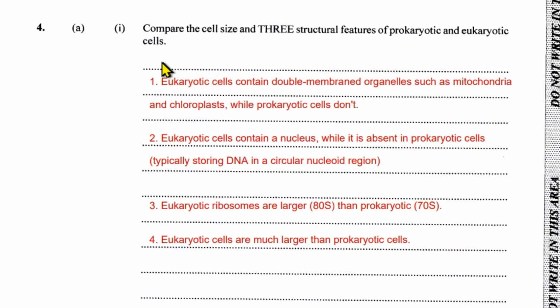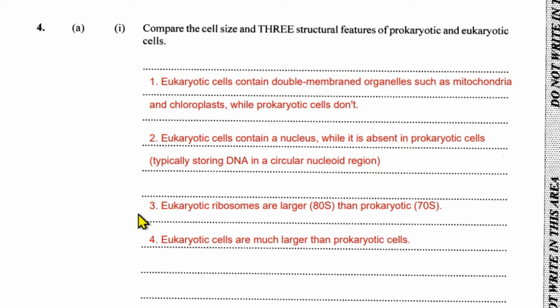And the 3 differences that you'll see here: 1. Eukaryotic cells contain double membrane organelles such as mitochondria and chloroplasts. Prokaryotic cells don't have these double membrane organelles. 2. Eukaryotic cells contain a nucleus, or what you call a true nucleus, while it is absent in prokaryotic cells. What prokaryotic cells like bacteria would have instead is a nucleoid region, where DNA material would be stored in circular form or in strands, kind of like chromatin.